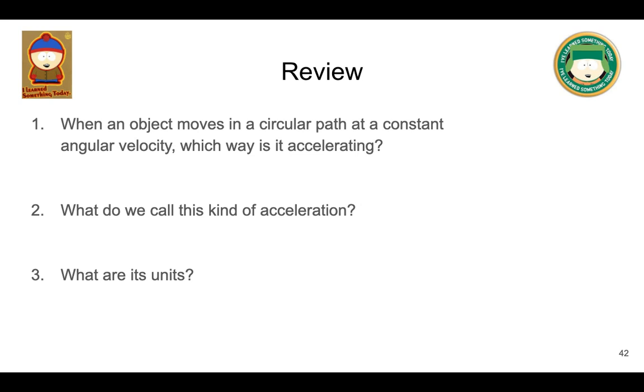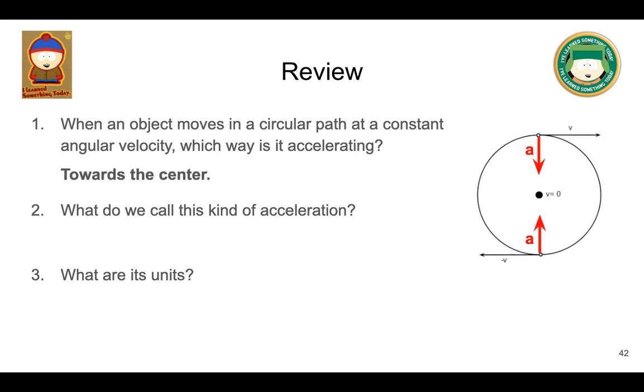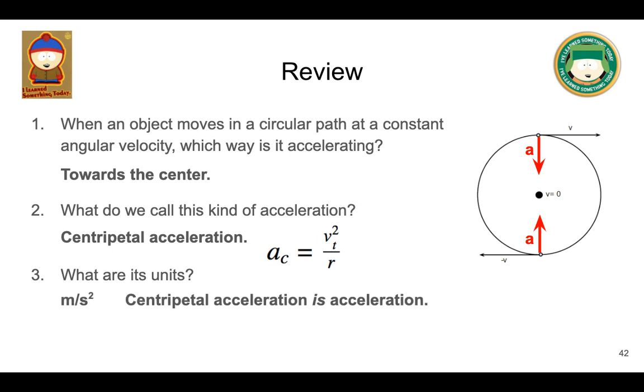So, quick review. When an object moves in a circular path at a constant angular velocity, which way is it accelerating? It will be accelerating towards the center. So that is centripetal acceleration, which is the answer to the next question: what do we call this kind of acceleration? Centripetal acceleration. What are the units of centripetal acceleration? Well, centripetal acceleration is acceleration, so its units will be meters per second squared, because it is in fact acceleration.